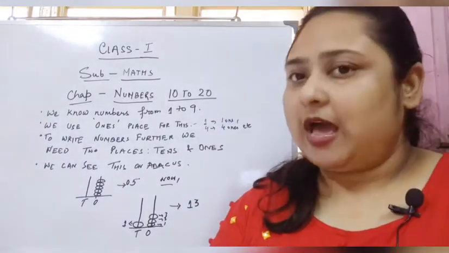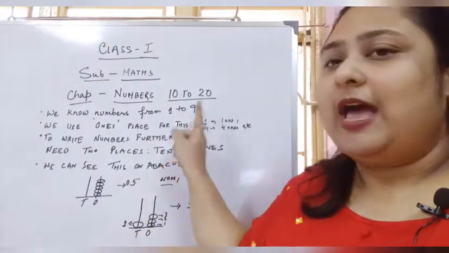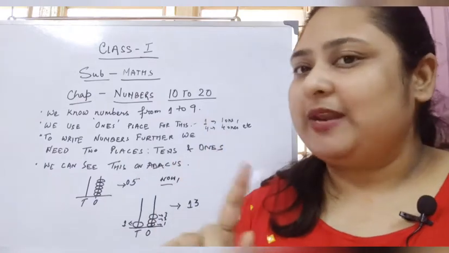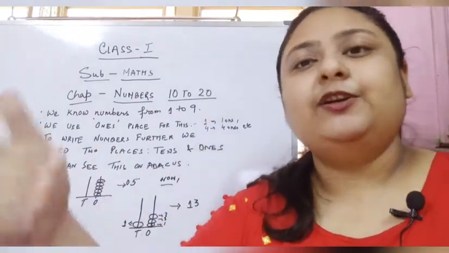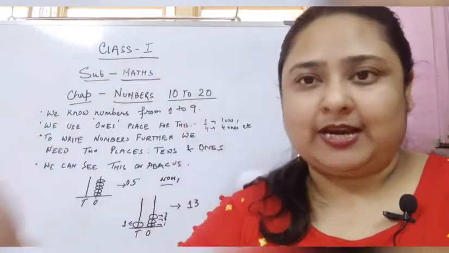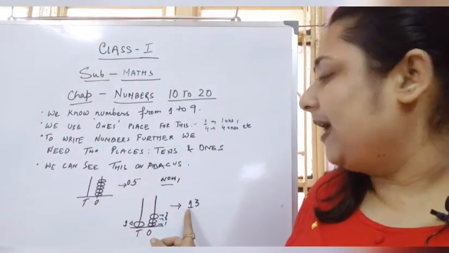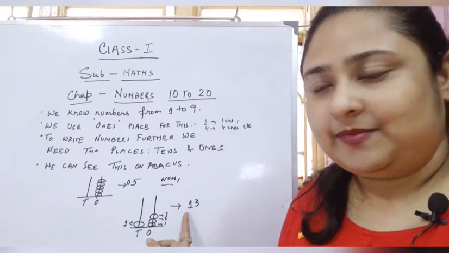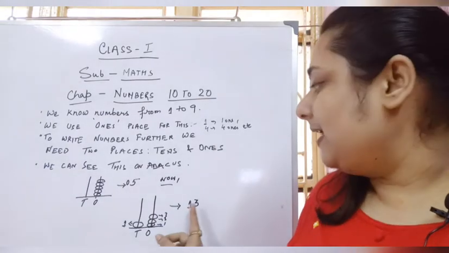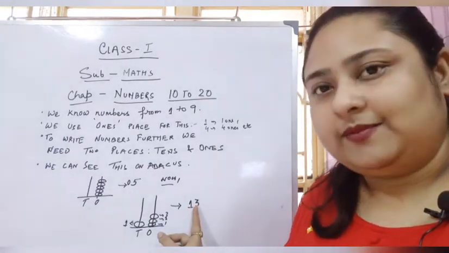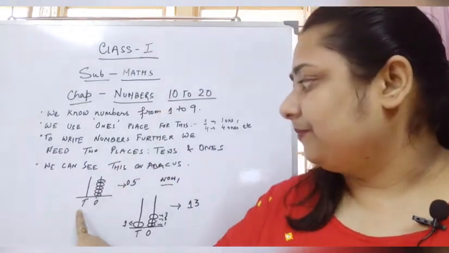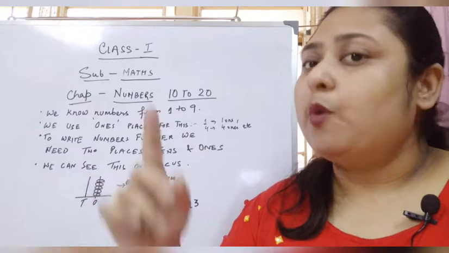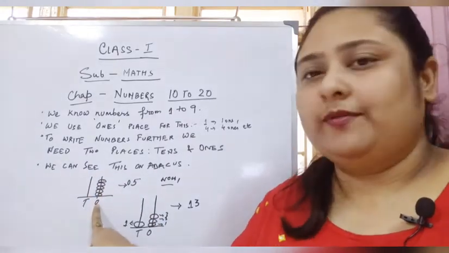Okay? Now, if we say 1 to 9, these are called ones place. Now, when it becomes 10, 11, 12, like the numbers after 9, we say this place as tens. This place is known as tens and this place is known as ones. We denote tens place as T and we denote ones place with O.